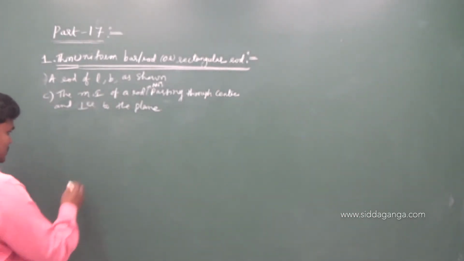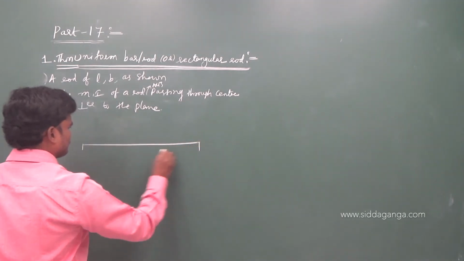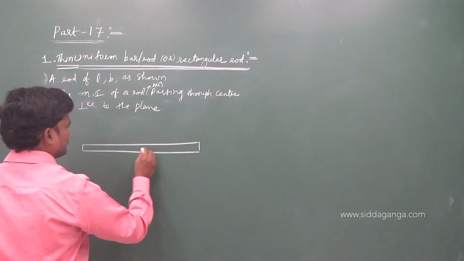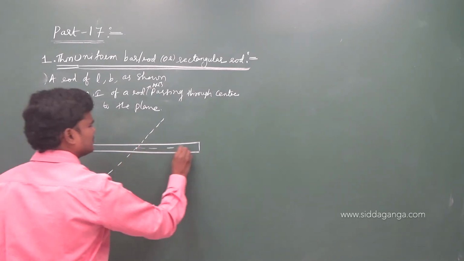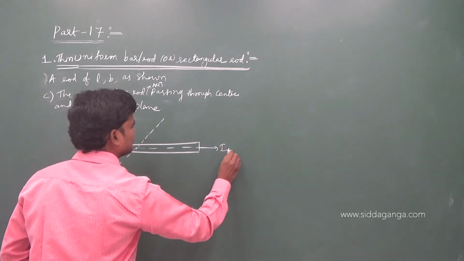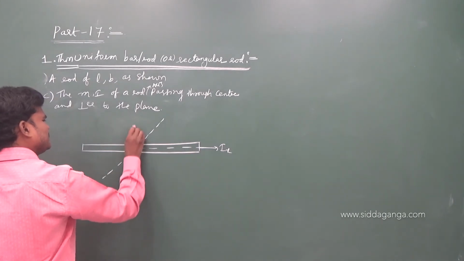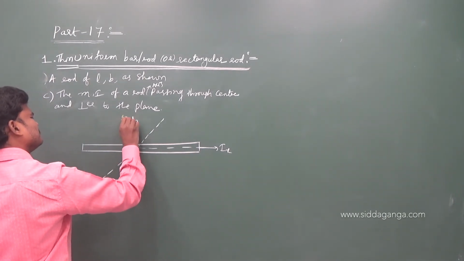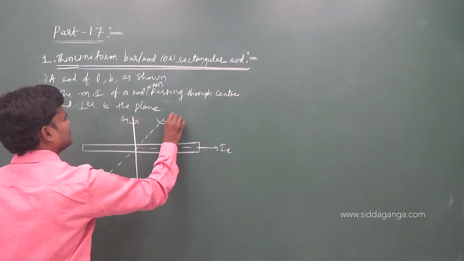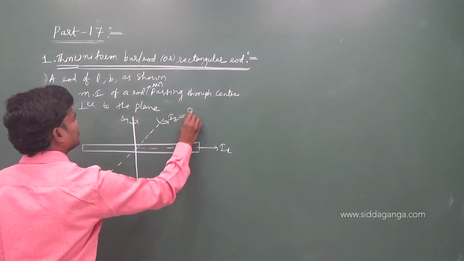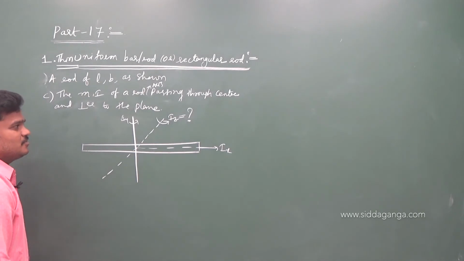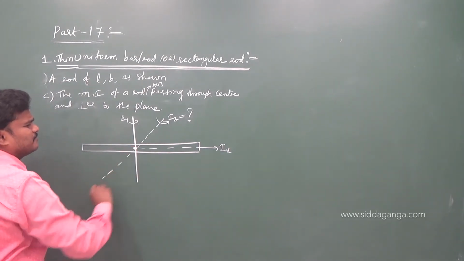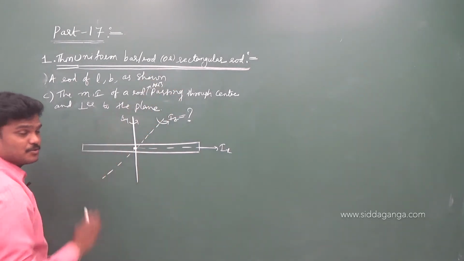Perpendicular to the plane. See, this is the rod. So this is the perpendicular to the plane. Feel that this is the x-axis, this is the y-axis. And what about this? Z-axis. So our target is to find the z-axis. This is our question mark. So perpendicular to the plane. This is the plane.